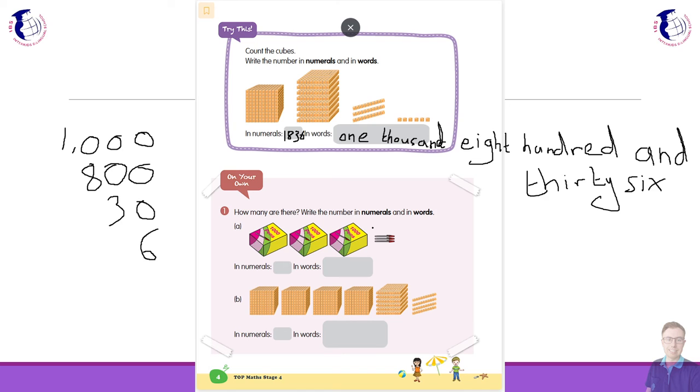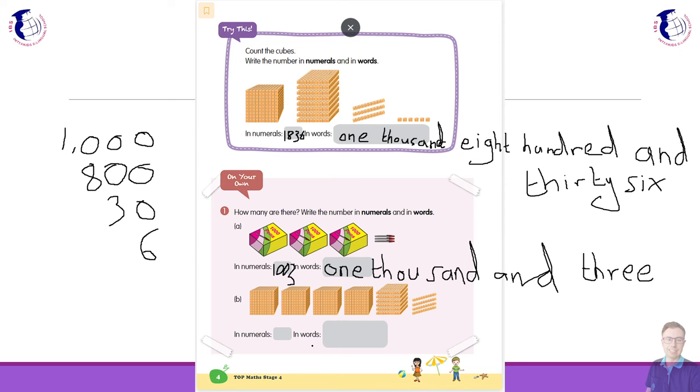Okay, so we have three boxes of 1,000 and three pens. It's simply 1,003. Remember here, you have zero hundreds and zero tens, so you've got to write the zeros in. Don't forget the zeros. 1,003. My three's a little bit big there, it should be smaller. And we write that one, O-N-E, 1,000, and T-H-R-E-E.